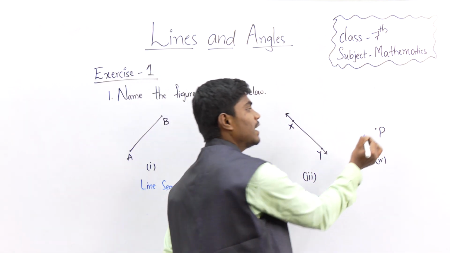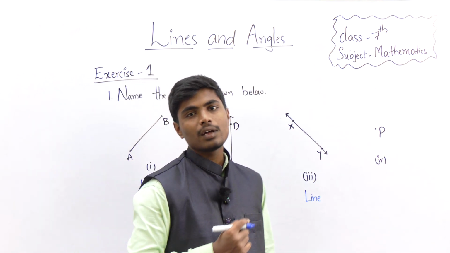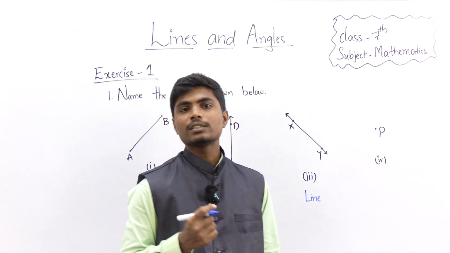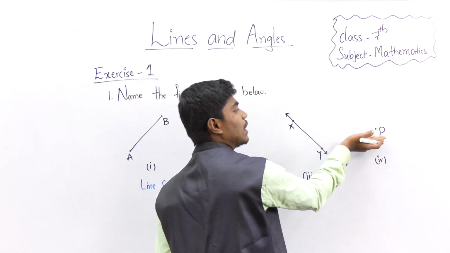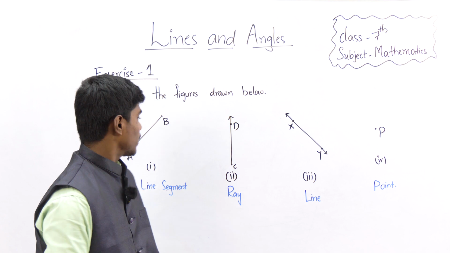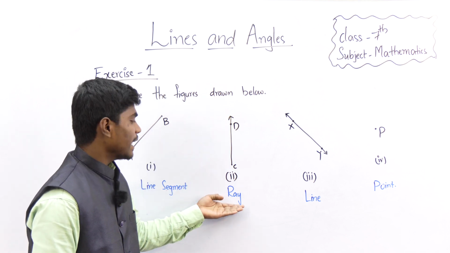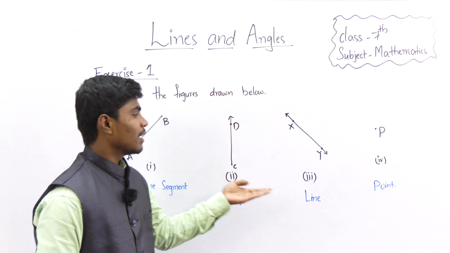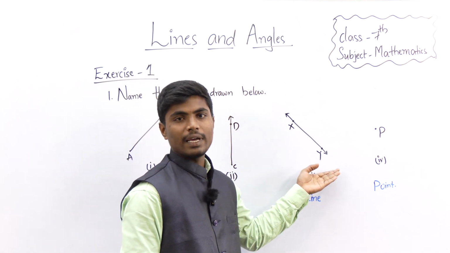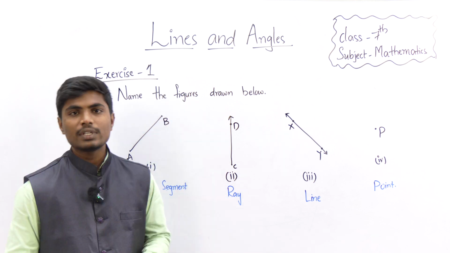Here we have point P. We have one dot. What is a dot? A dot is used to represent a location. It is named a point. Here we have a dot, meaning this is a point. Here a line segment has 2 fixed ends, a ray has one fixed end, a line has no fixed end, and a point. This is the solution for the first problem.